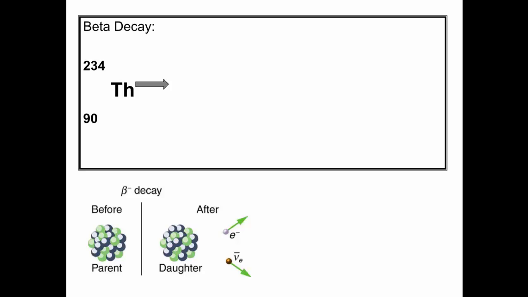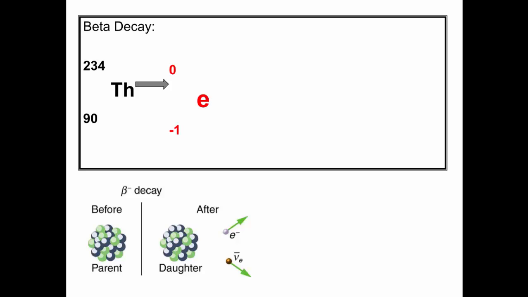Now, beta decay works differently. So a thorium nucleus, thorium-234, can release a beta particle. This is called beta decay. What do you remember from beta decay? Anyone remember what a beta particle is? Remember we said, how can this be released from the nucleus? This doesn't make sense.